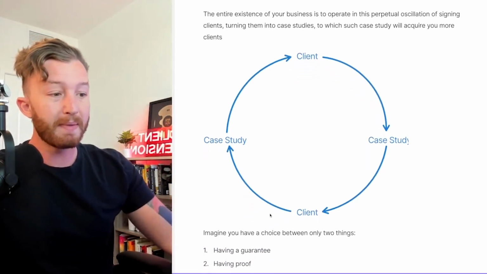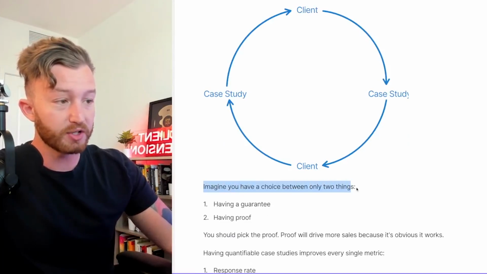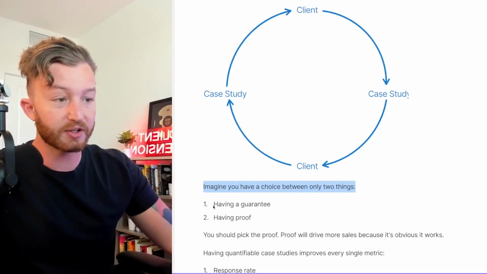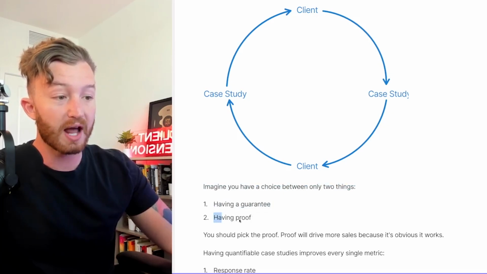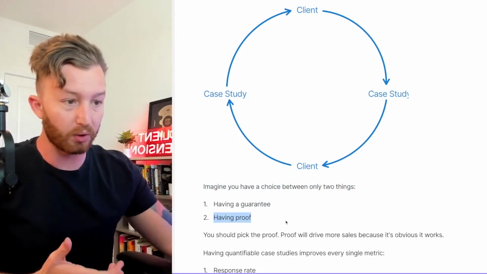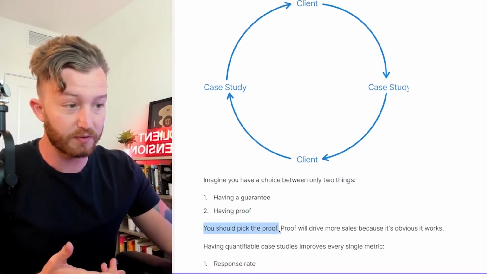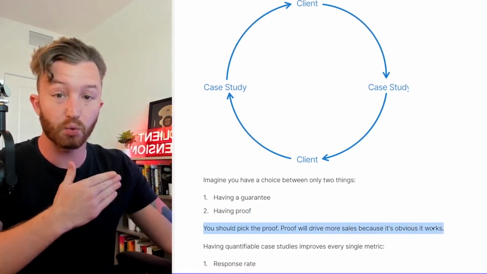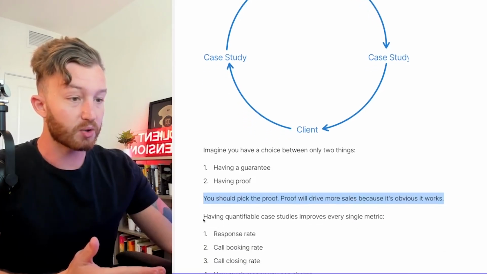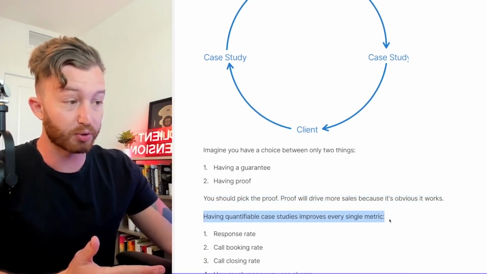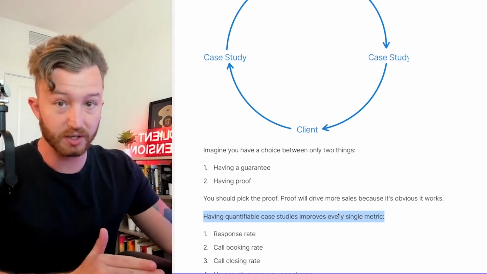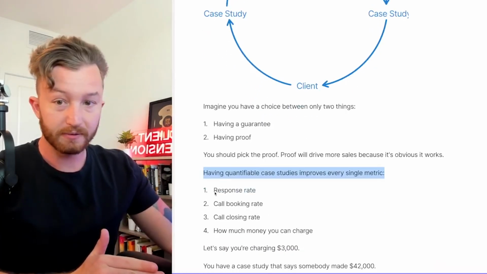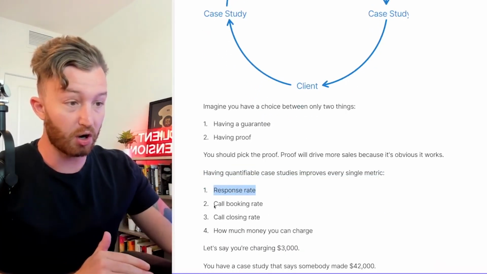So imagine you have a choice between only two things in your offer. You can either have a guarantee or you can have proof. Ideally, you want both, but you should pick the proof if you could only do one, because proof will drive more sales because it's obvious it works, right? So having quantifiable case studies improves every single metric, right? Response rates on cold emails, call booking rate, call closing rate, how much money you can charge.